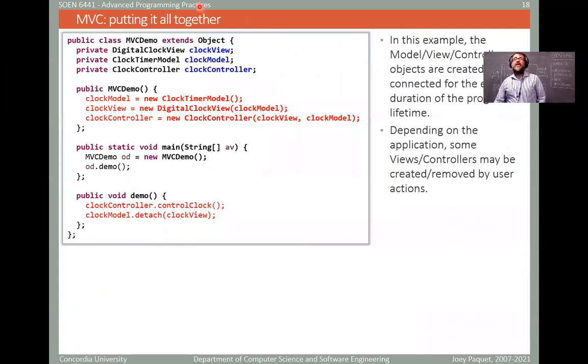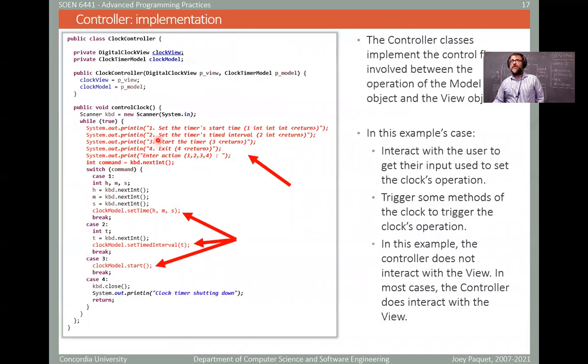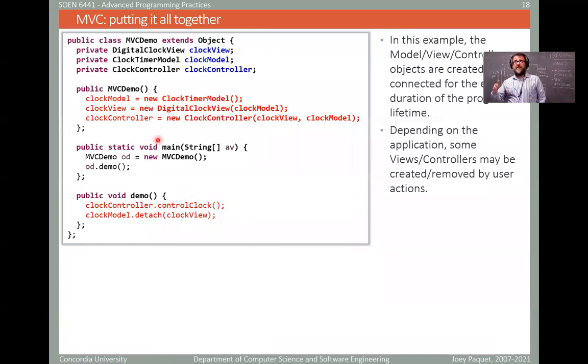Then the main class, or the class that contains the main function, is very simple. It contains a model, view, and controller object, and a main method, which creates an object of this kind and then calls this demo function here. What it does, it calls control clock of the controller, which then displays this menu to the user. And then the user does what I just described before. The user interacts until he enters 4, in which case the program exits.